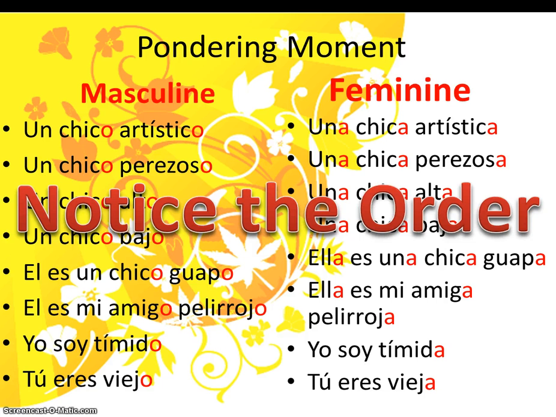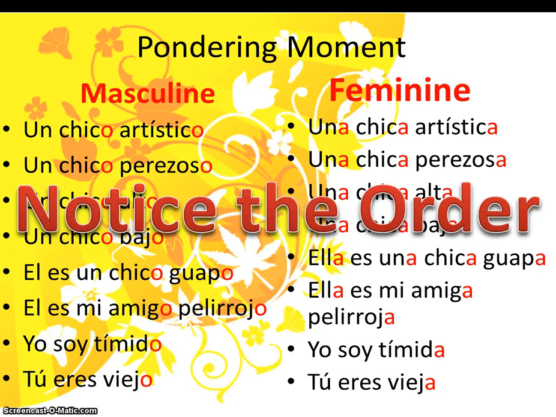Notice the order. So for example, this first one, un chico artístico, an artistic boy. Okay, you might think, what, a boy artistic? Well, when we translate it, we don't translate it word for word into English. We translate it how we usually would say in English, un chico artístico, an artistic boy. And in Spanish, we put the noun in front of the adjective and put the adjective behind whatever it's describing. Okay, and I think that makes more sense, right?